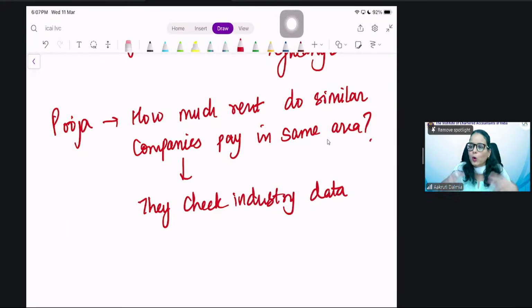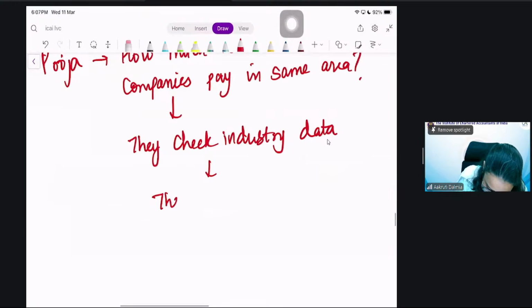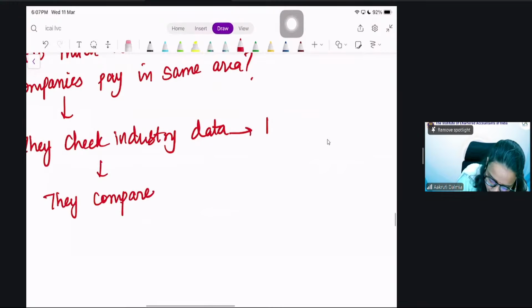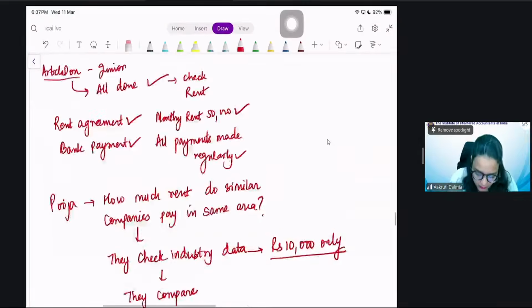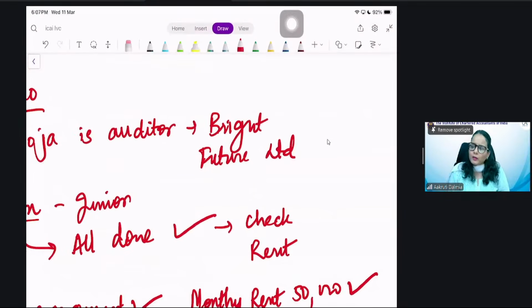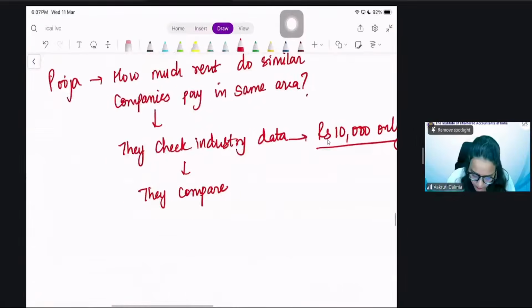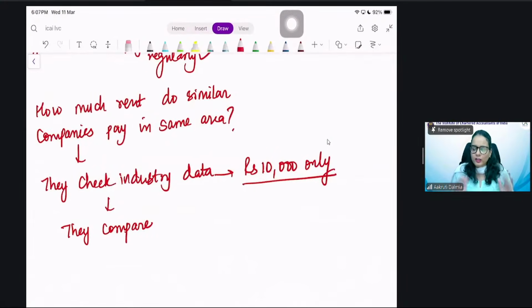So they find information on what the rate is for other people. They get that information and then they compare. When they check this data, they come to know that others are paying rupees 10,000 only. But what is Bright Future telling? Bright Future is saying that we are paying 50,000 rupees, but other people in the same industry area are paying rupees 10,000 only. Then Dawn is saying, but ma'am, our agreement is clearly saying 50,000, which means they are paying correctly as per the agreement.